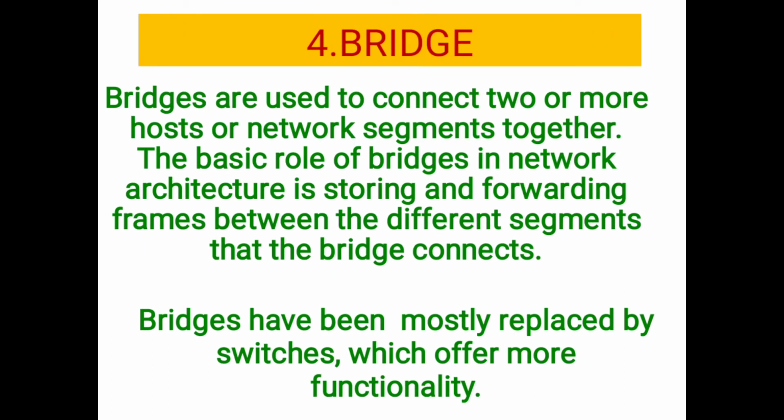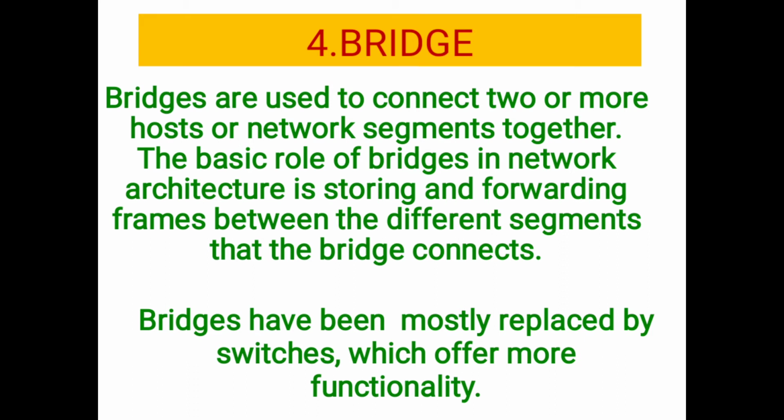The fourth in the series is the bridge. As we know, a bridge simply divides one location into two equal parts. What are we doing when we make a bridge? When we make a bridge, the whole segment or area is divided into two equal parts, the left part and the right part. Same is the function in the case of a LAN also.